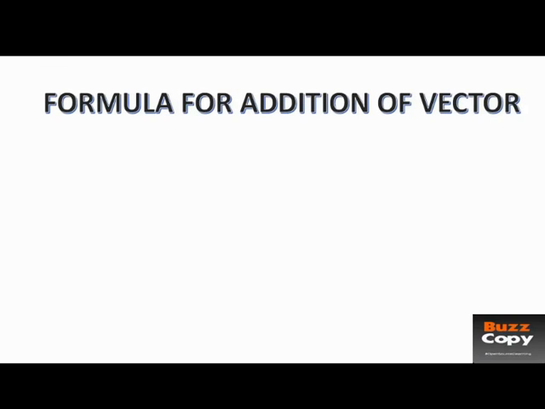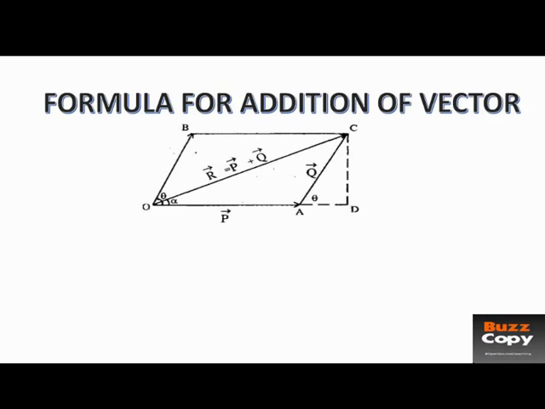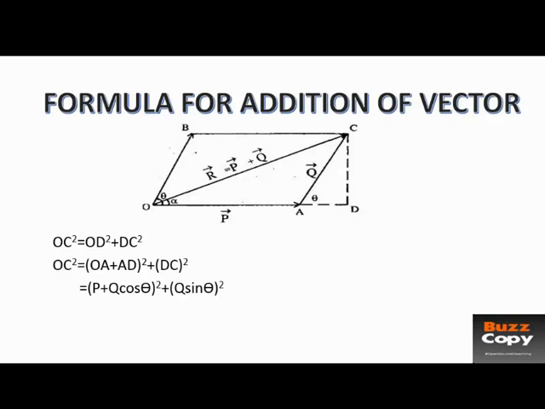Formula for addition of vectors. In this figure, OC square is equal to OD square plus DC square, which is further equal to OA plus AD to the whole square plus DC square, which is equal to P plus Q cos theta to the whole square plus Q sin theta to the whole square, which is equal to P square plus 2PQ cos theta plus Q square.